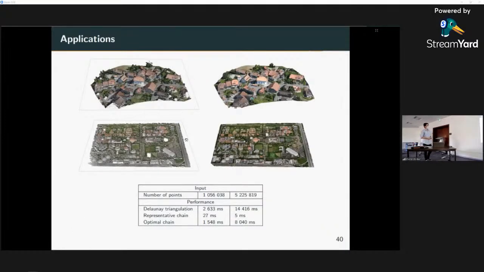Here are a few applications of this open surface reconstruction. On the left, you can see a set of points where we've drawn a very large one-cycle around it. And after reconstruction, we can see that we can deal with large amounts of points, in the millions. And in terms of performance, what takes the longest is computing the Delaunay triangulation.